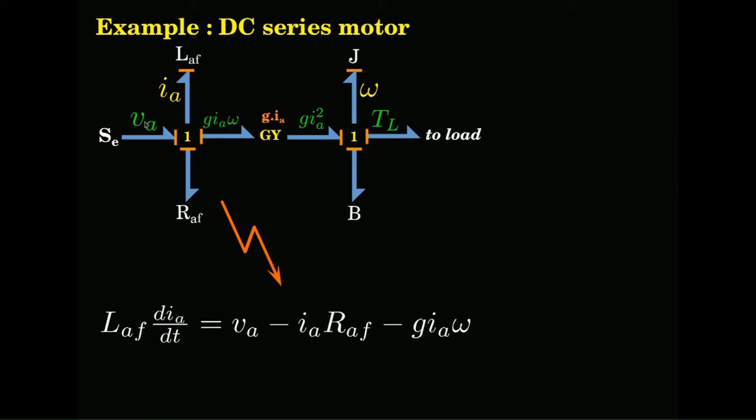Very simple. So, you will be writing the equation for the effort of the flow decider here. The flow decider effort is decided by this and this: VA minus IA RAF minus GIA omega, right. That you will be able to do. Similarly, I will find the effort for this flow decider J: J d omega by dt equals GIA square positive minus TL negative minus B omega negative, okay.